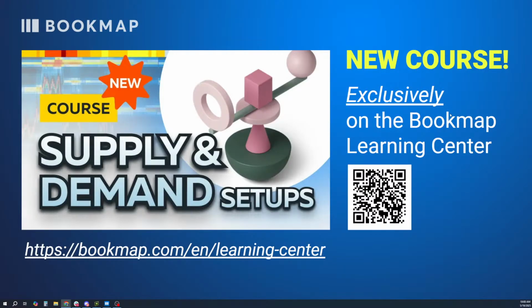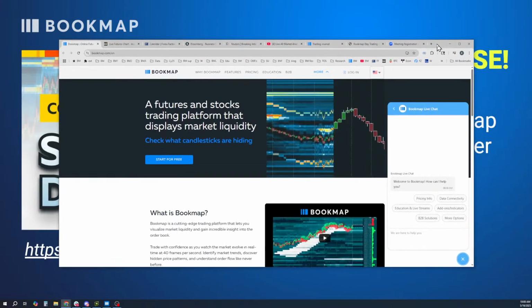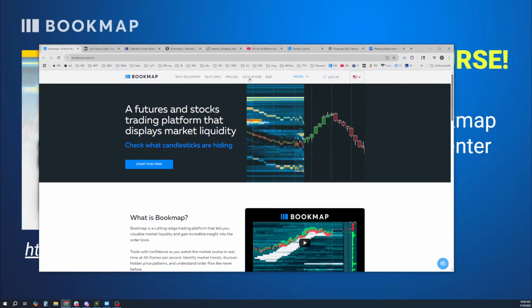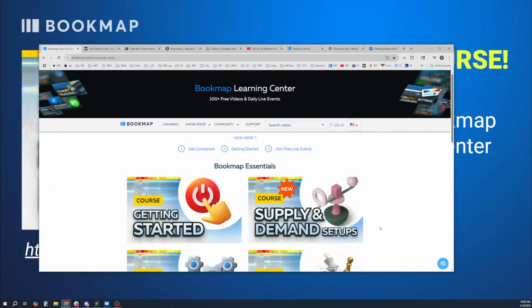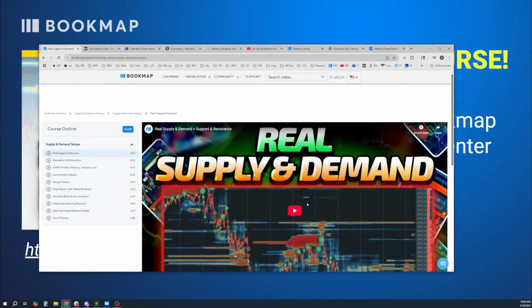And then we have our new supply and demand course that is on the bookmap.com Learning Center. Let me show you where. If you go to bookmap.com and click on education here, that'll bring you to the Learning Center. Here you'll see the new course, the supply and demand setups. This is the kind of material we're going to go through right now in this webinar. There are like 10 setups in here, and any of these setups that you see in here, we will cover them in the live market.